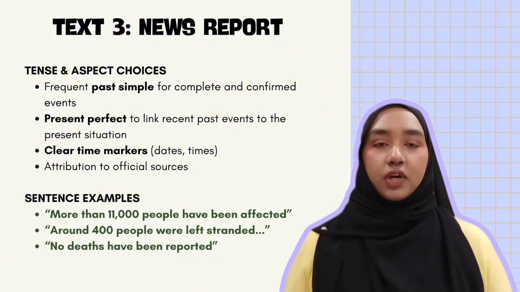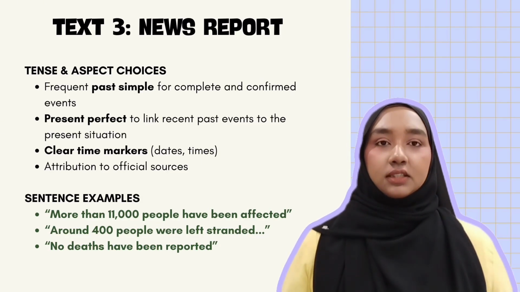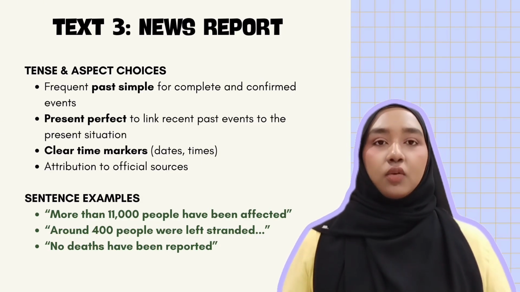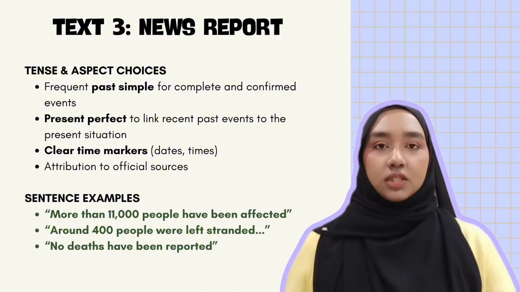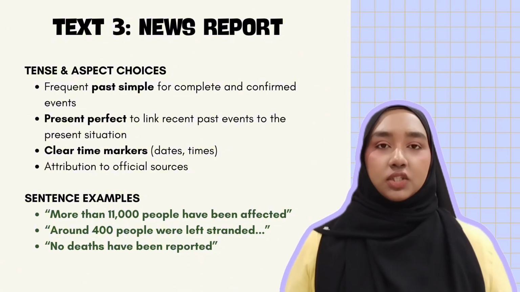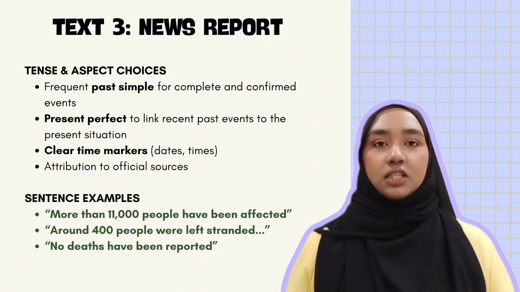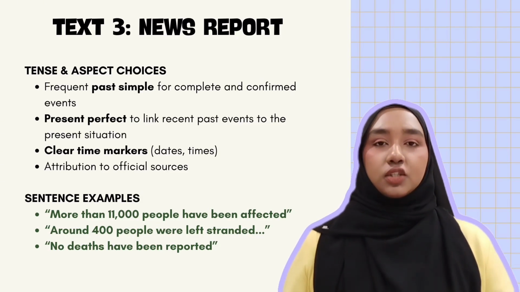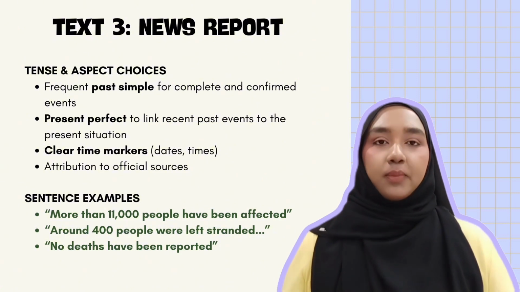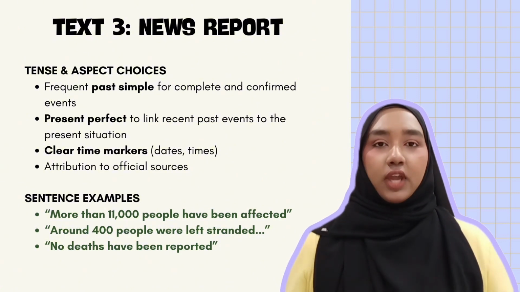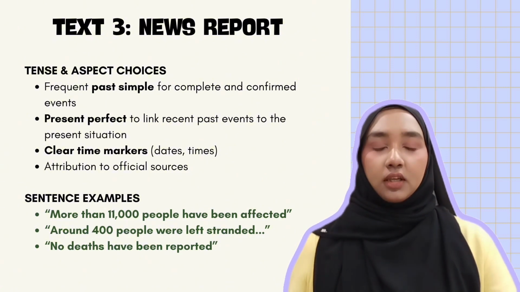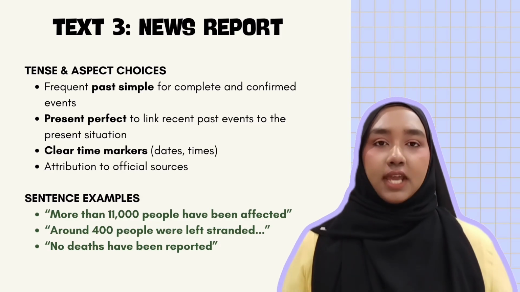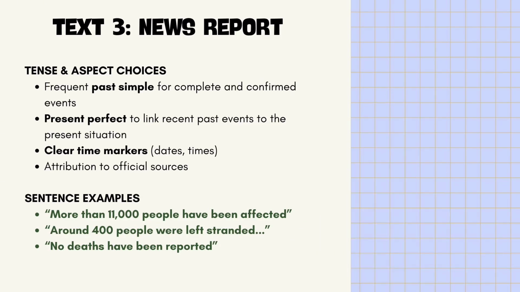Time markers, for example, "on November 24," "as at 6 a.m. local time," along with attribution to official sources, for example, "the National Disaster Agency said," strengthen accuracy. The tone is neutral with minimal evaluative language, and passive voice appears where the agent is less important. For example, "no deaths have been reported."